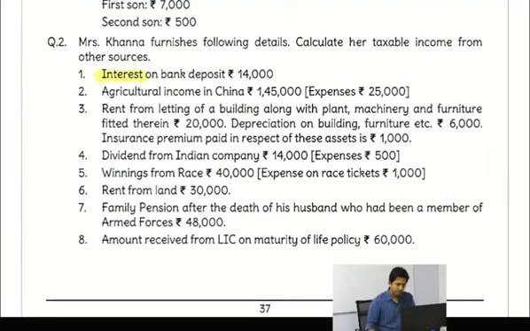Then next point, amount received from LIC on maturity of life policy. Is it keyman policy or life policy? Life policy. And life insurance, who takes? Who is worried about death? The one who is worried about death, he takes life insurance. So 10(10D), D for death, fully exempt. So you will put this amount or dash, dash.